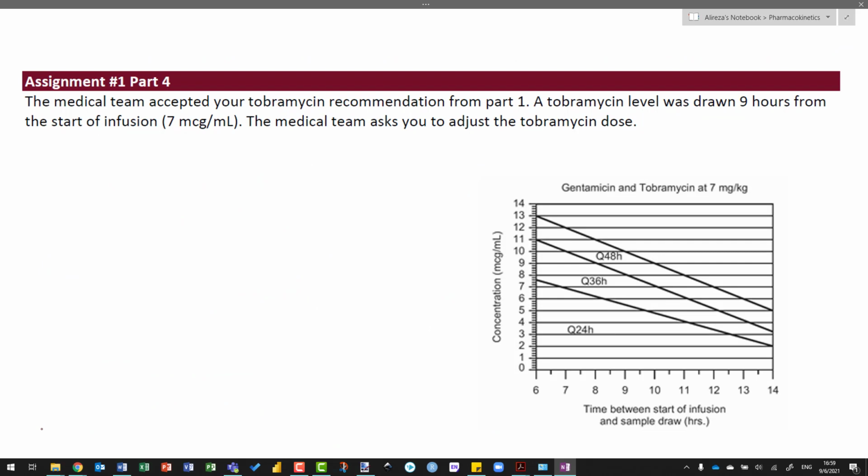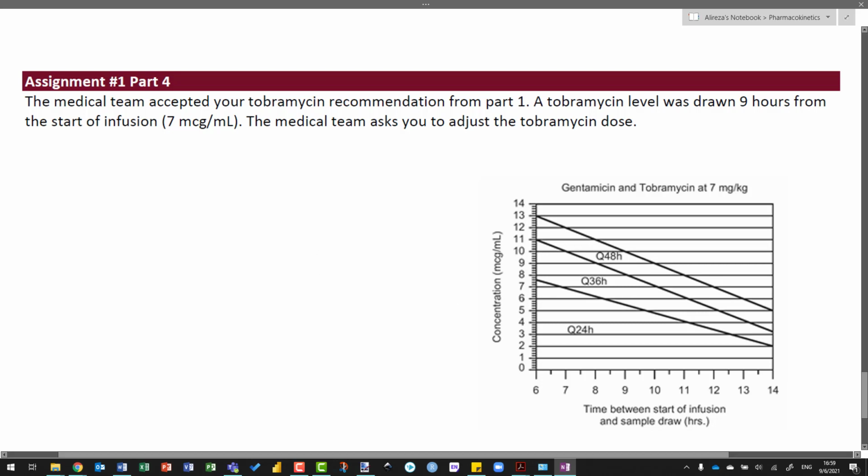Now for the next part, same patient, the medical team accepted your tobramycin recommendation. A tobramycin level was drawn 9 hours from the start of infusion, which happened to be 7 micrograms per mL. And now the medical team asks you to adjust the tobramycin dose. So if you look at 9 hours, and the level was 7, and we are in every 36 hours, this means that we had the right frequency.